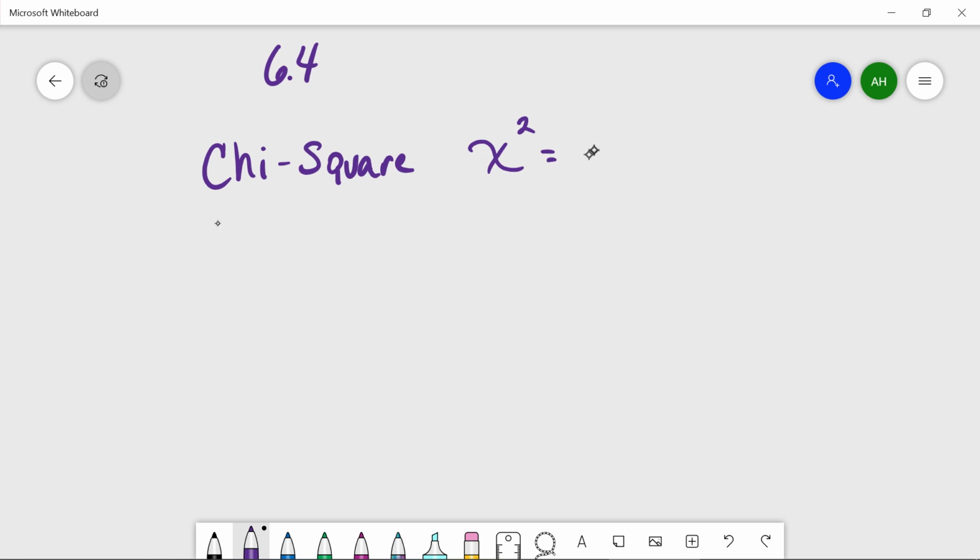Chi-squared is going to be your sample size minus 1, multiplied by the sample standard deviation squared, divided by the population variance. This is the formula that we're going to use. As I've mentioned, since it's squared, it's never going to be negative. It is skewed right.